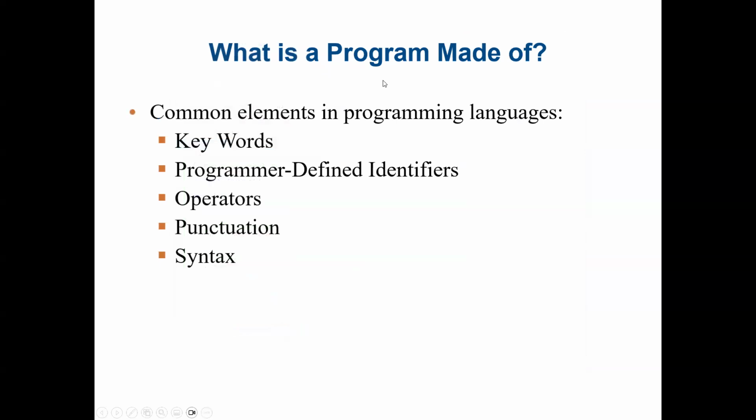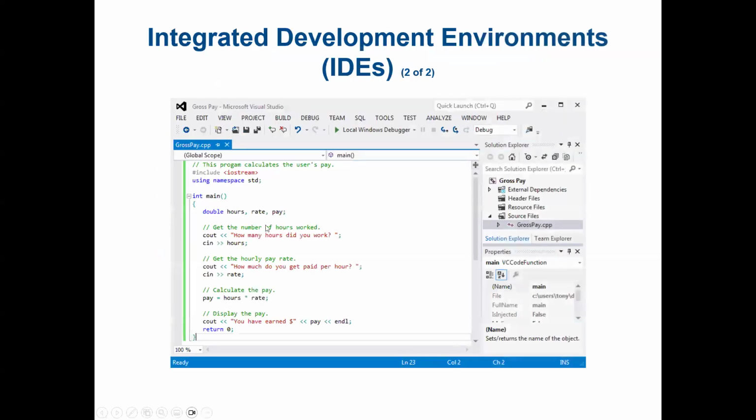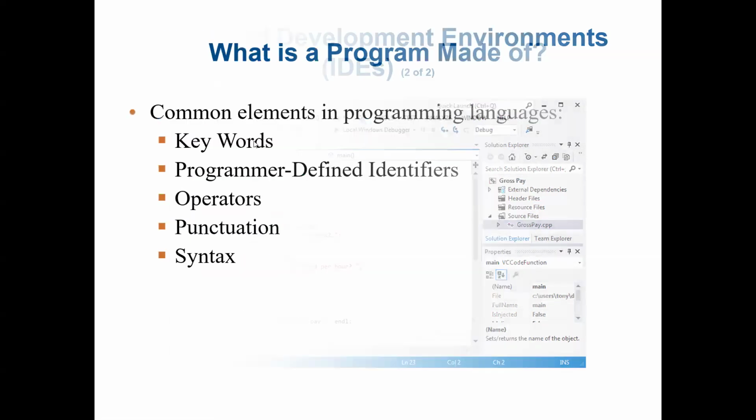So what is a program made of? We saw some keywords. So, for example, using namespace is a special word for C++. Double, return, they are all special words. So these are called the keywords.